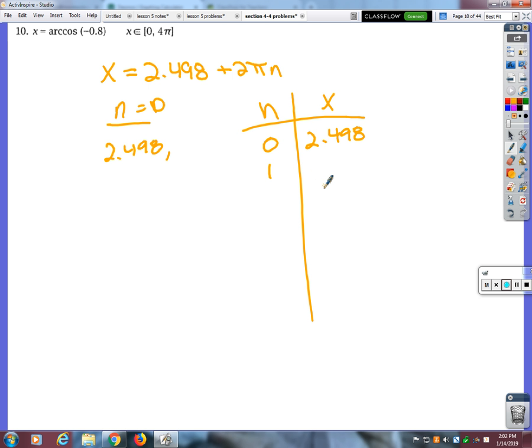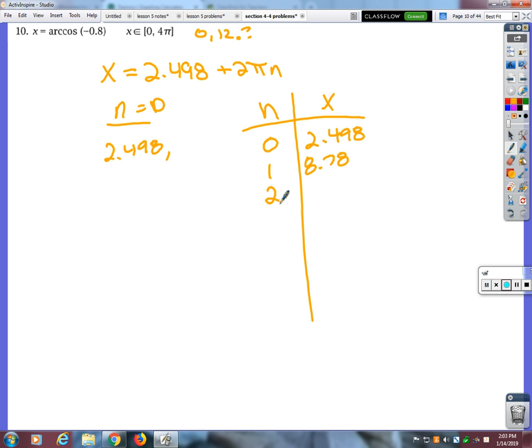Well, that doesn't matter because we didn't do a sine or cosine. Just doing regular math. 2.498 plus 2 pi is 8.78. Is that less than 4 pi? Yes it is, because 4 pi is 12 point something, and so we're still good there.